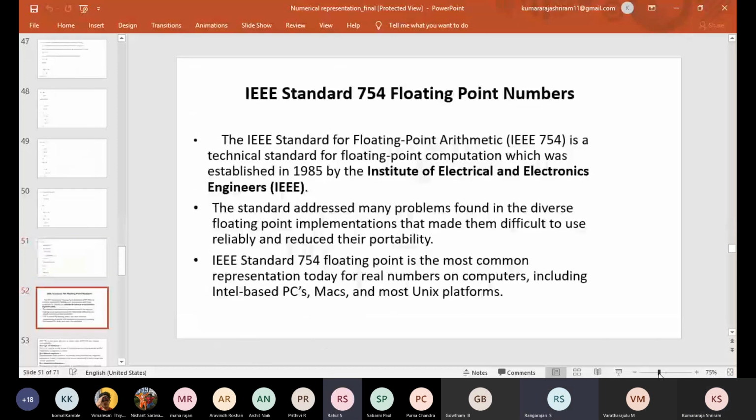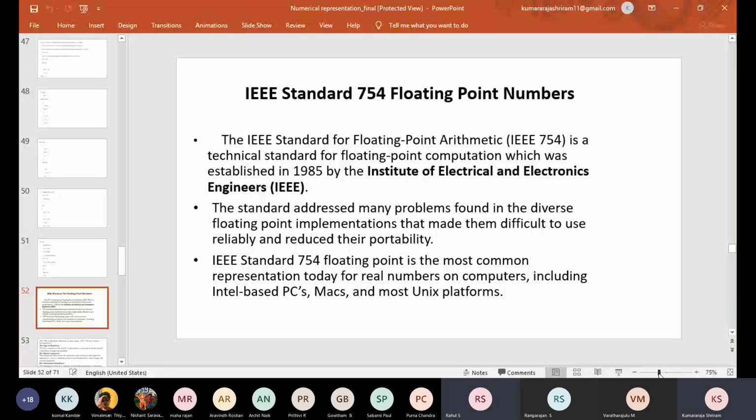Hello everyone, I am Rahul, and I'll be taking the topic of single precision floating point numbers and double precision floating point numbers. Right, Kumaraj, am I audible? Yes, Rahul, you are audible.